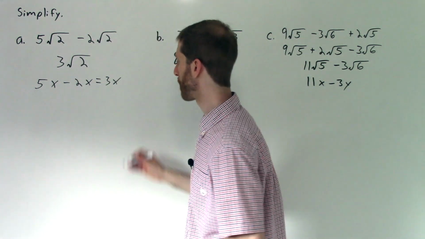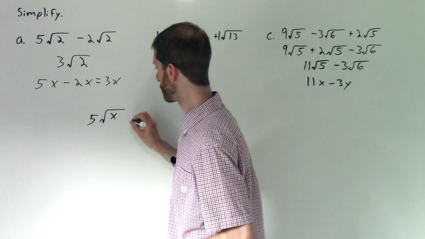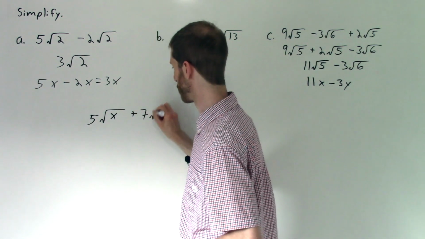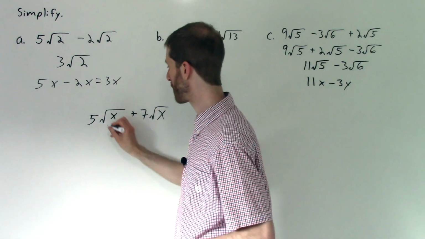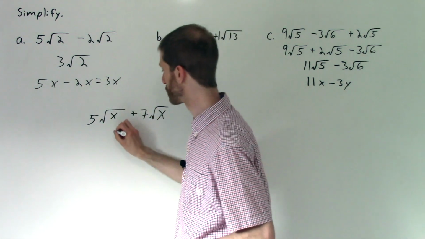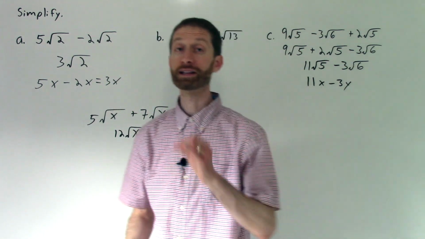So sometimes I see problems like this where you have like 5, and we'll put a variable in there, times the square root of x plus 7 times the square root of x. Well, it's no different. You keep the square root of x, you have 5 root x's, 7 root x's, that gives you 12 root x's. Combining like terms, peeps, it's not bad.